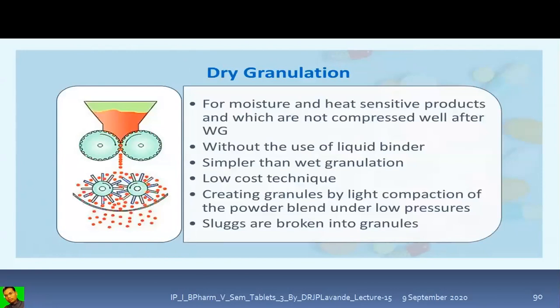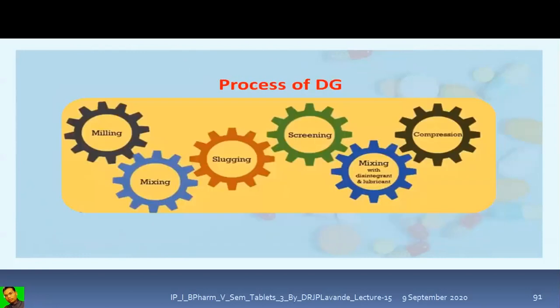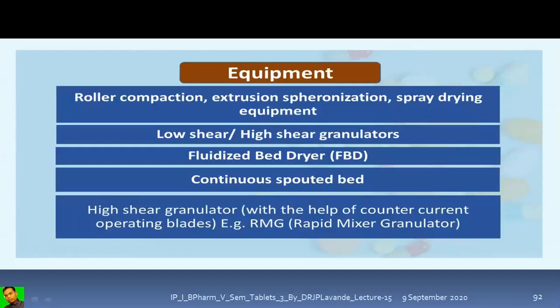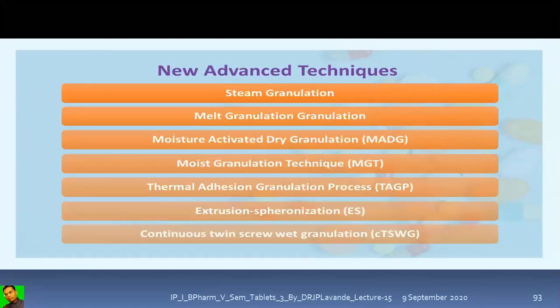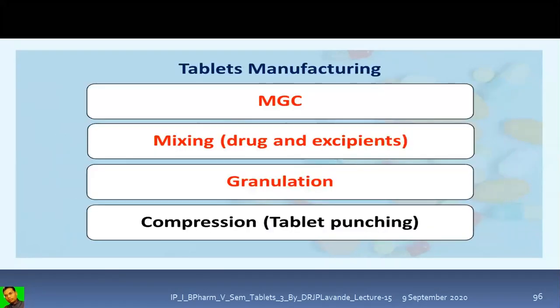Then we had gone through the dry granulation process. We saw the different stages, that is the milling, mixing, slugging, screening, mixing, and the compression. We saw the different equipment that are used for the process. Then some of the new equipment and the techniques. Then we saw the mixing, granulation, and the compression.